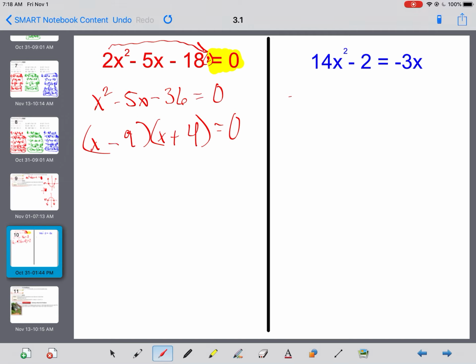Big number gets the middle sign. The other one gets the opposite. If you slide it, you've got to divide it. So x minus 9 over 2, because that doesn't reduce, and x plus 2, because that does reduce.